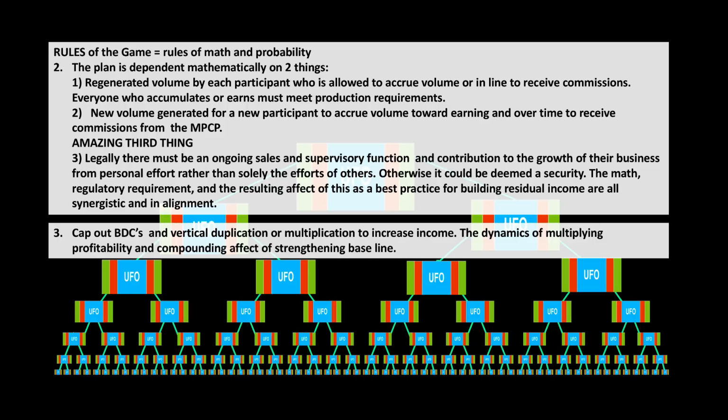It's kind of amazing, at least to me, that legally there must be an ongoing sales and supervisory function and contribution to the growth of their business from personal effort rather than solely on the efforts of others. Otherwise, it could be deemed a security. But the math and regulatory requirement and the resulting effect of this as a best practice for building residual income are all synergistic and work together.